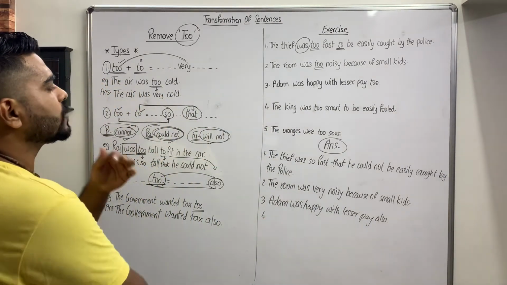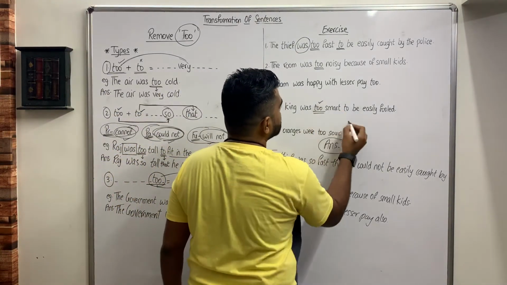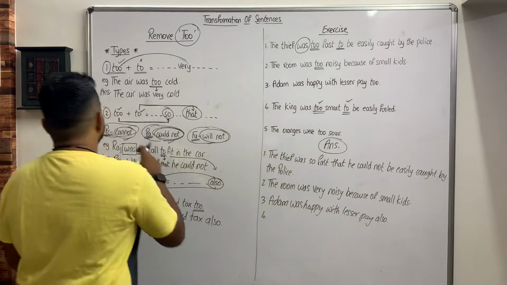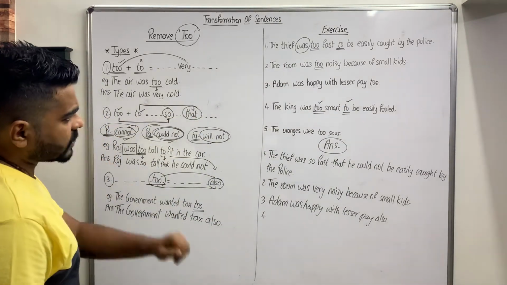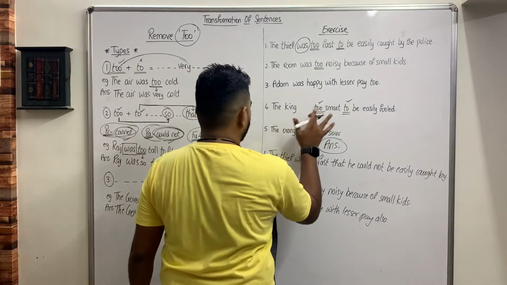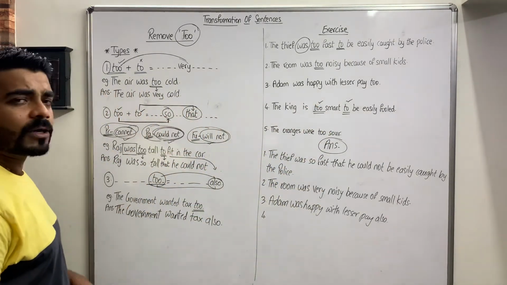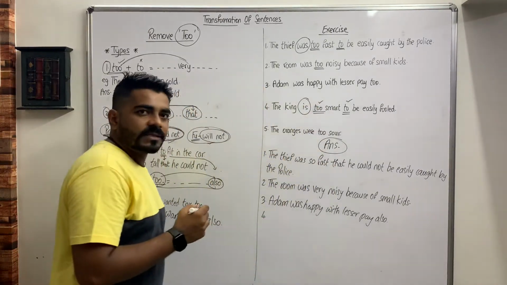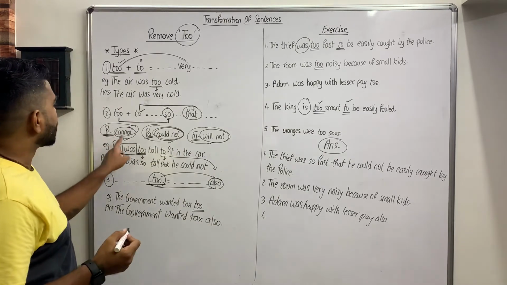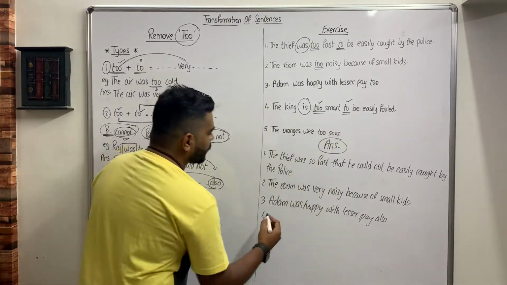The king was too smart to be easily fooled. Is TW2 visible? Yes. Is TO2 visible? Yes. TW2 plus TO2, so plus that. The king was too smart. Okay, let's do one thing: write "is" in this, since "was" has become too much. The king is too smart to be easily fooled. Okay? "Is" means present tense. Present tense means "cannot".